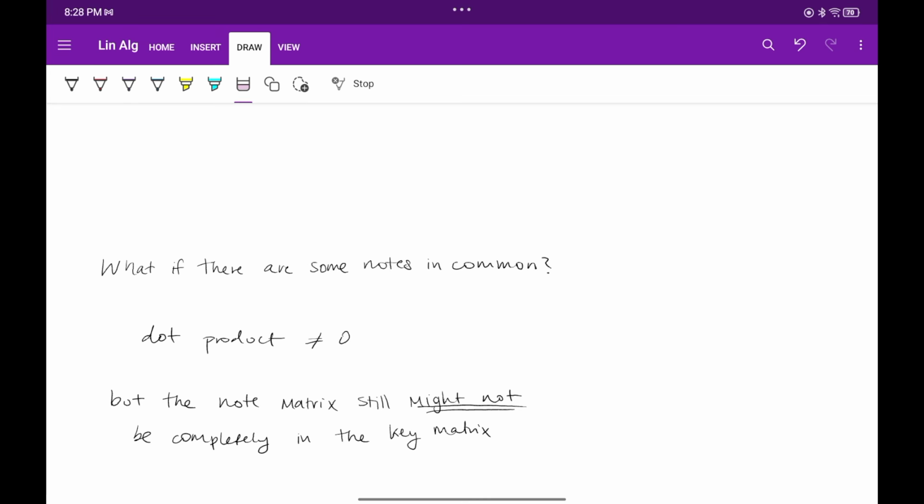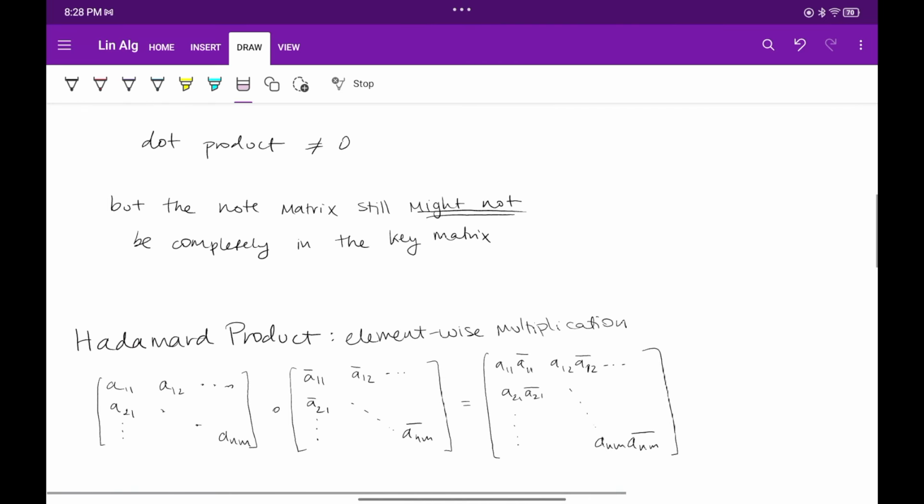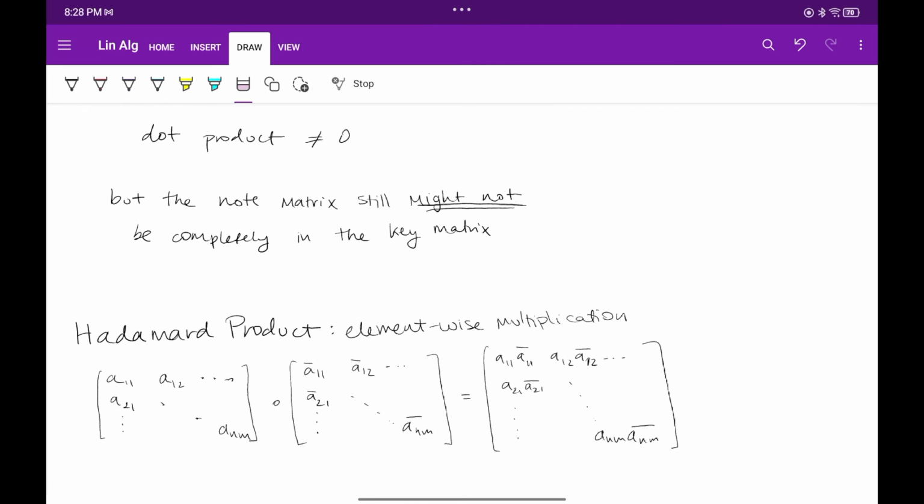A more rigorous test would require individually multiplying each set of corresponding elements without summing them up. This can be accomplished with element-wise multiplication, also known as the Hadamard product. You can see that for a given element aij, it's multiplied with its corresponding element aij hat in this formula below. Let's first do a simple example with matrices we're used to seeing.